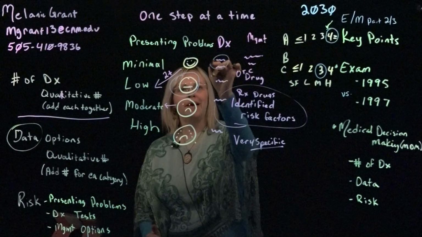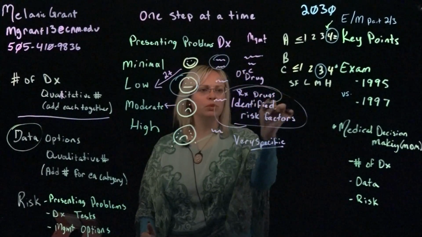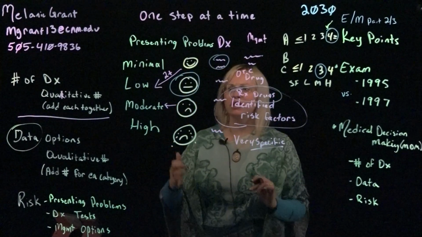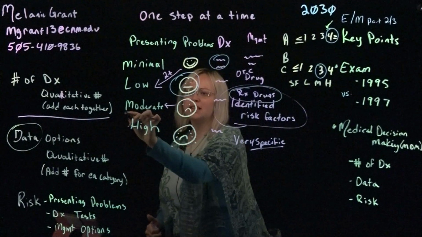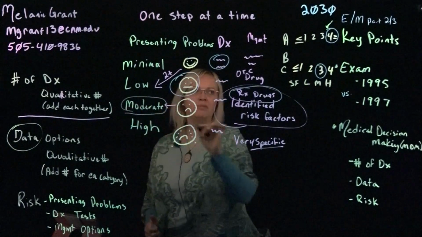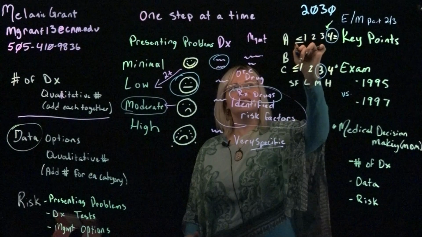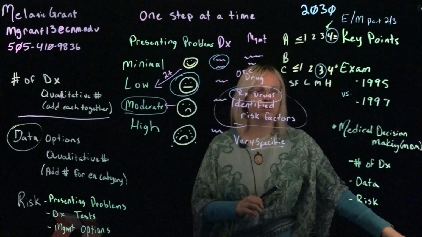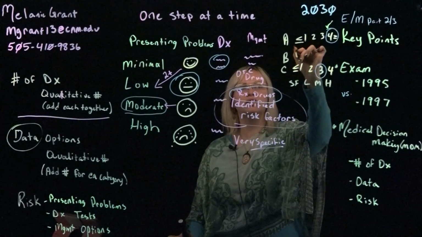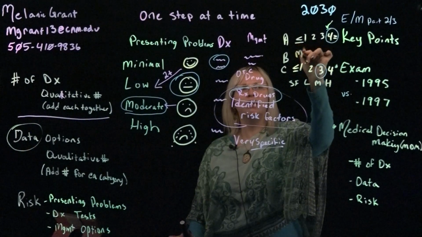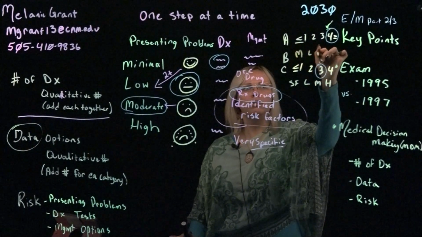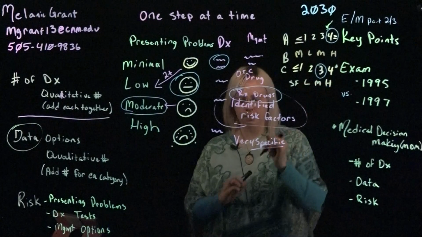Let's say I ordered some lab tests and a prescription was refilled. I'm going to look at this and ask, what's the highest level of risk? Based off of that, the highest level of risk is going to come over here to my level of medical decision making overall. And I have minimal, low, moderate, and high.